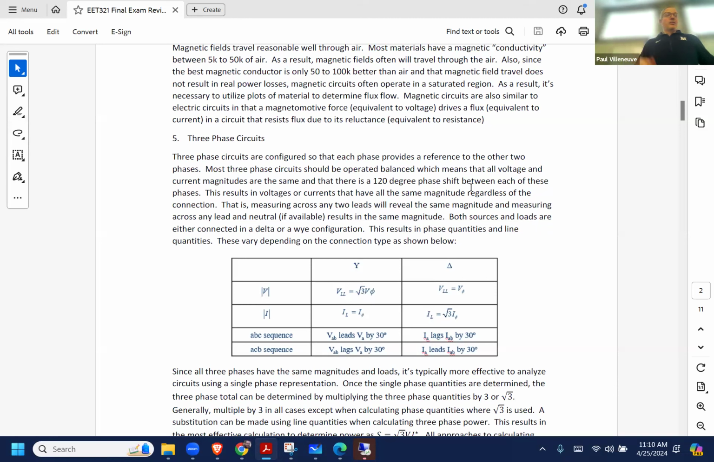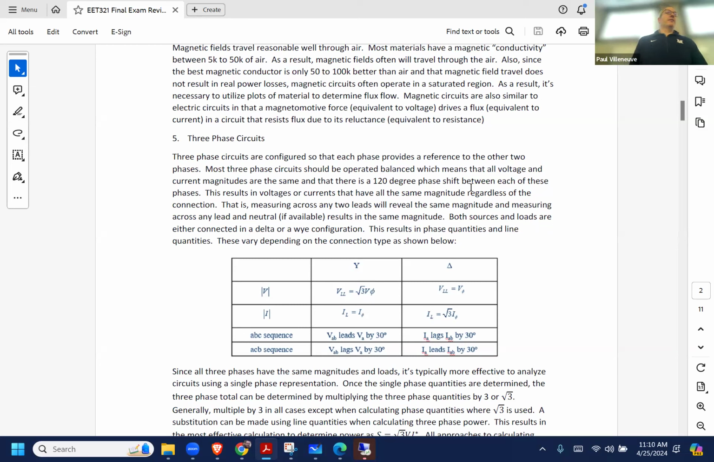Three-phase circuits, we did delta Y connected circuit. We have phase voltages that are different from line voltages, but phase currents and line currents are the same. We also saw that there was some phase shift between the voltages, not because of the currents, because the currents are the same. But with voltages, you did have a phase shift, and it depended on if it was ABC or ACB.